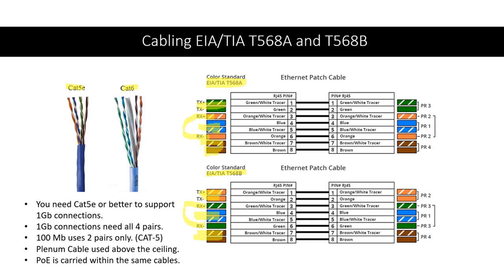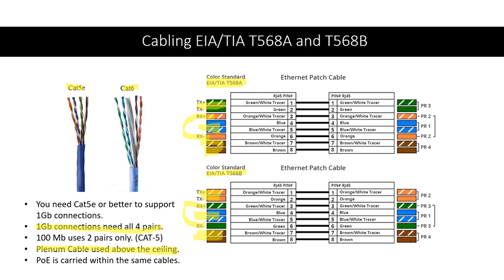If you want anything faster than that, you need to go Cat5e or higher, you know, Cat5e or Cat6 or better. That will provide you a 1 gig connection. And like I said, please remember that for 1 gig connections, you need all 4 pairs. If you have 1 pair missing, it will not run at 1 gig and will drop to 100 megs or even less.